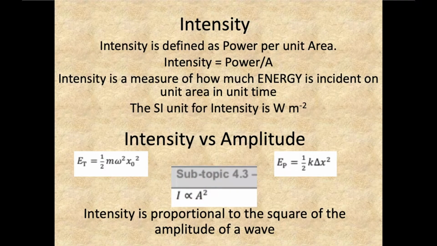This is given in topic 4 formulas as such. I stands for intensity and A stands for amplitude. For example, if the amplitude of a wave doubles, the intensity of a wave at a certain distance would be 4 times bigger.